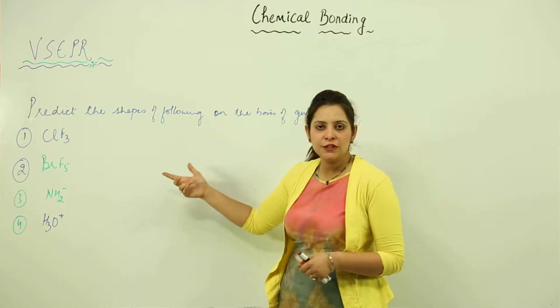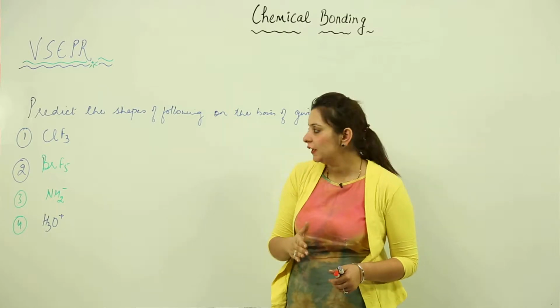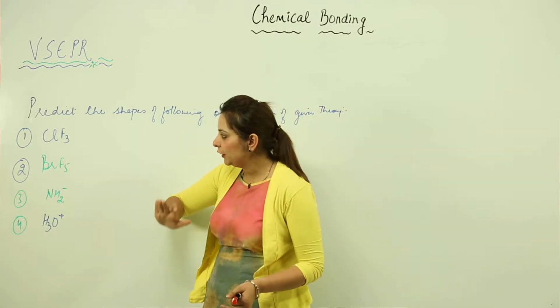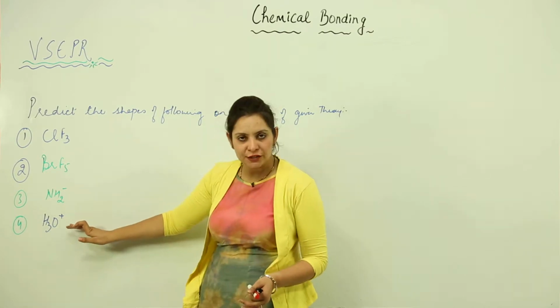Now this is a question where you need to predict the shape of the molecules depending upon the VSEPR theory, right. So we have ClF3 molecule, we have BrF5, we have NH2 negative, we have hydronium ion, H3O positive.